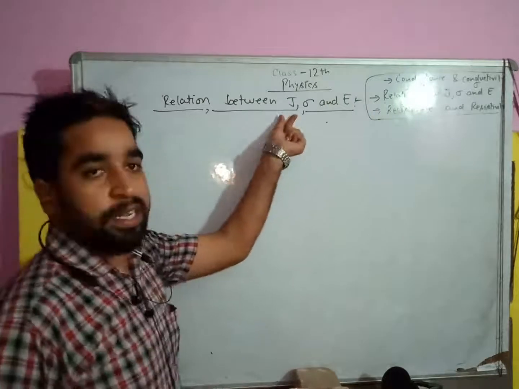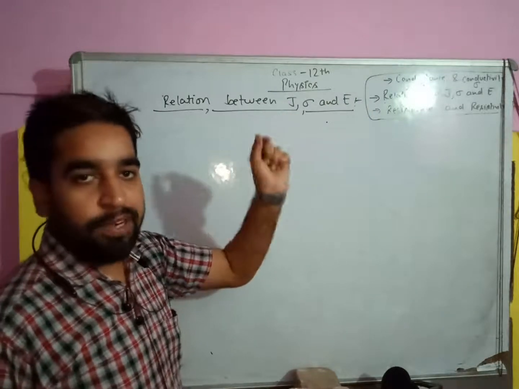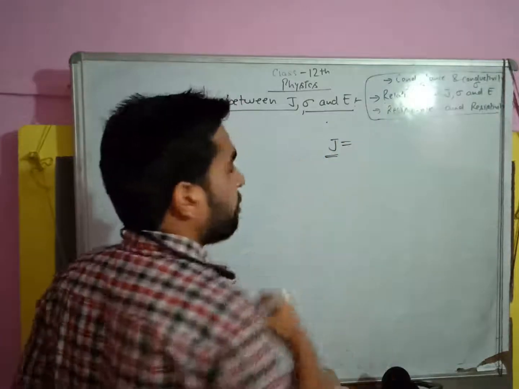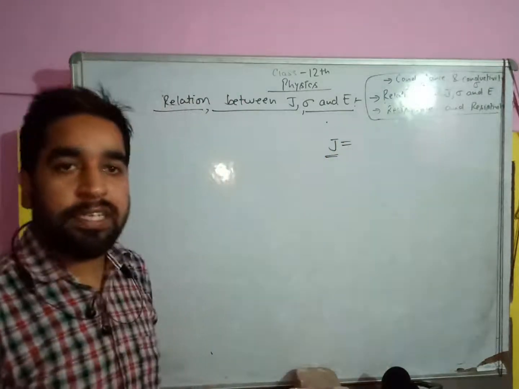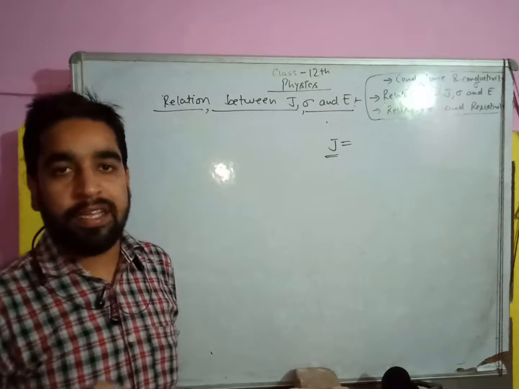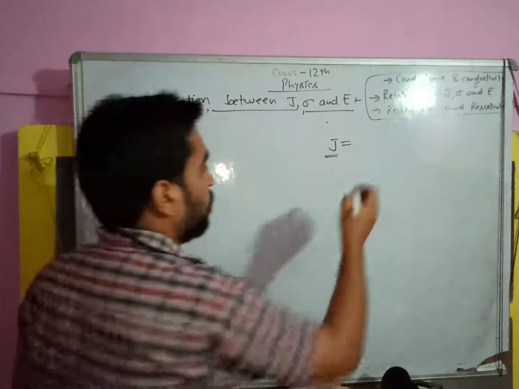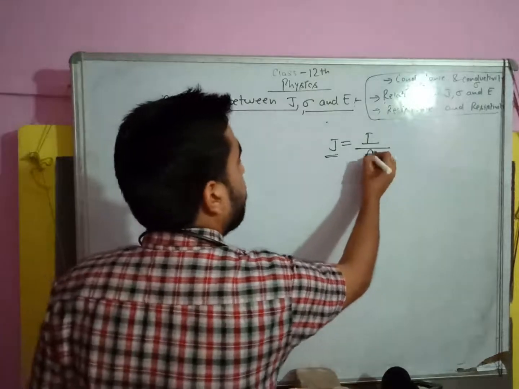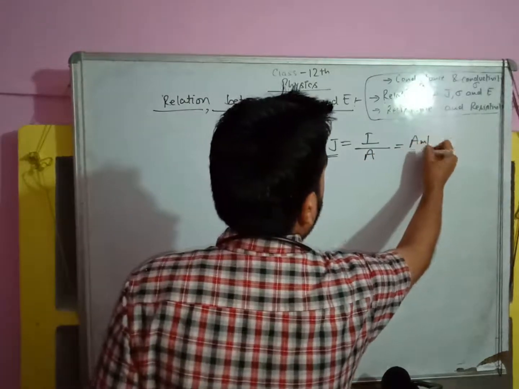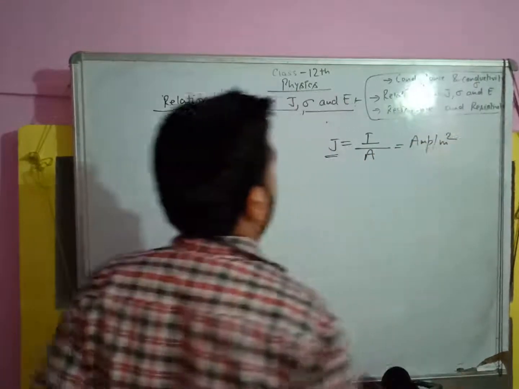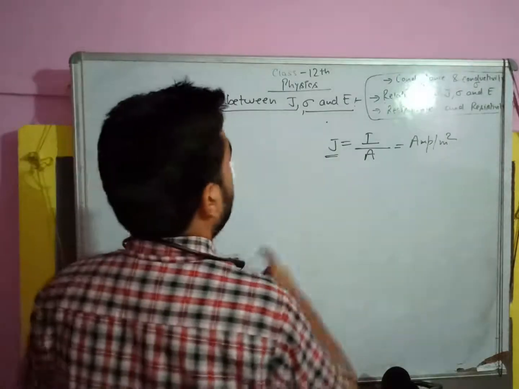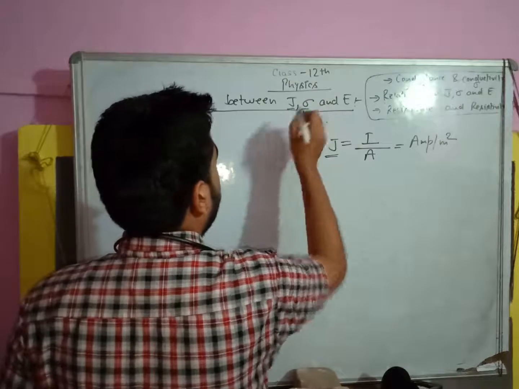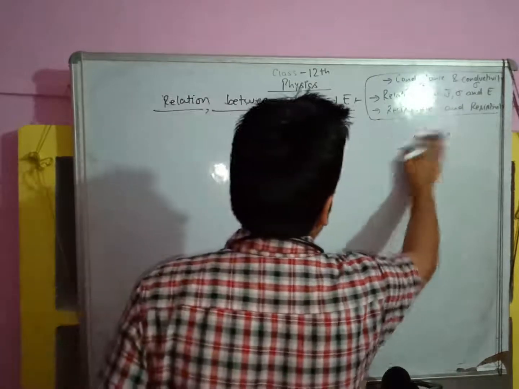Here J is current density. If I haven't taught you, then I can tell you here. Current density is denoted by J. The current distributed per unit area is known as current density, so it is divided by area. Its unit will be ampere per meter square. So that is current density. We are going to derive a relation between current density, conductivity and electric field.